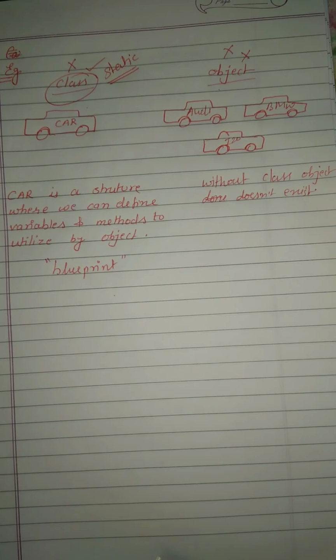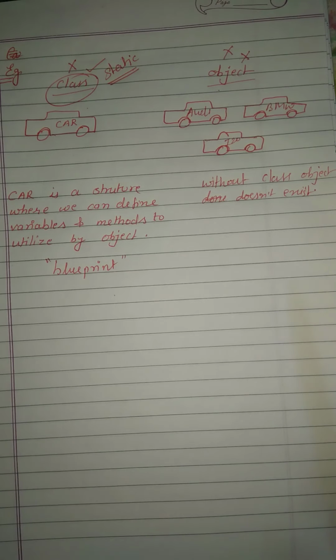So this is the main difference between class and object. These are the main pillars of object oriented programming. If you can't understand what a class is and what an object is, it is very difficult to create or implement any program in OOPS.